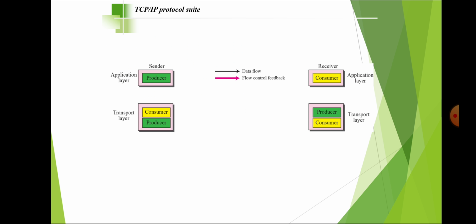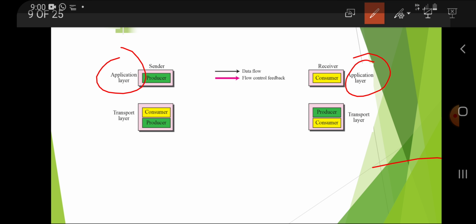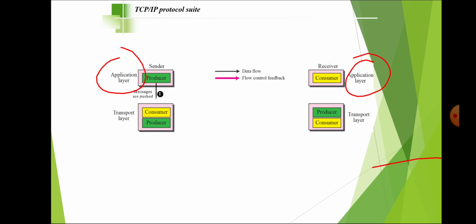So here we can see the sender and the receiver. In the sender and receiver application layers, here is the application layer of the sender, and here is the application layer of the receiver. The data or message is pushed from the application layer to the transport layer, and from the transport layer it goes to the receiver's transport layer.